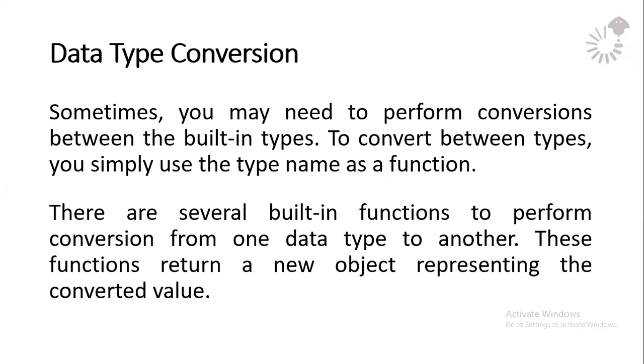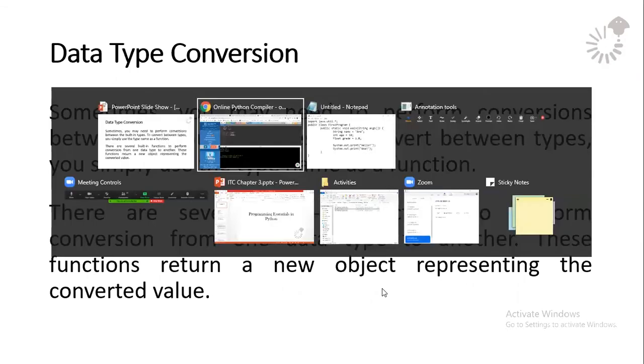Data type conversion. Sometimes you may need to perform conversions between the built-in types. To convert between the types, you simply use the type name as a function. There are several built-in functions to perform conversions from one data type to another. These functions return a new object representing the converted value. Basically, in data type conversion, we convert one object or variable from one data type to another. Let me show you.